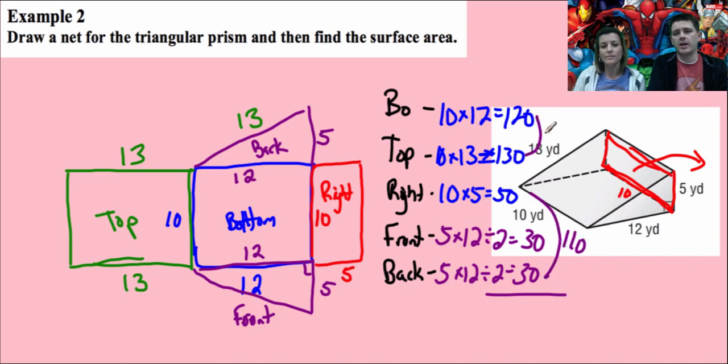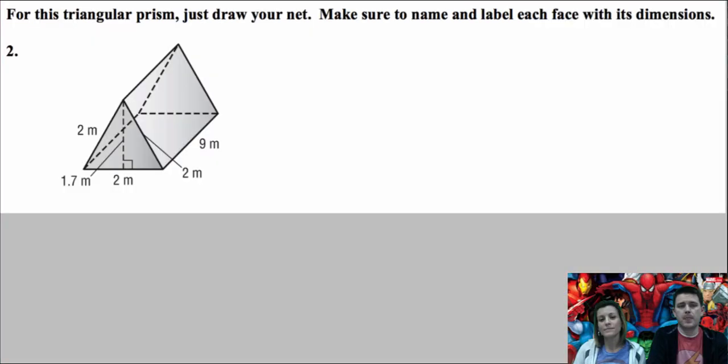Up here we have 120 and 130 is 250. 250 plus 110 gives us 360 yards squared. We're dealing in yards, so it's going to be yards squared. So you have to draw the net, label everything with its measurements, and then use that to go ahead and find your surface area.